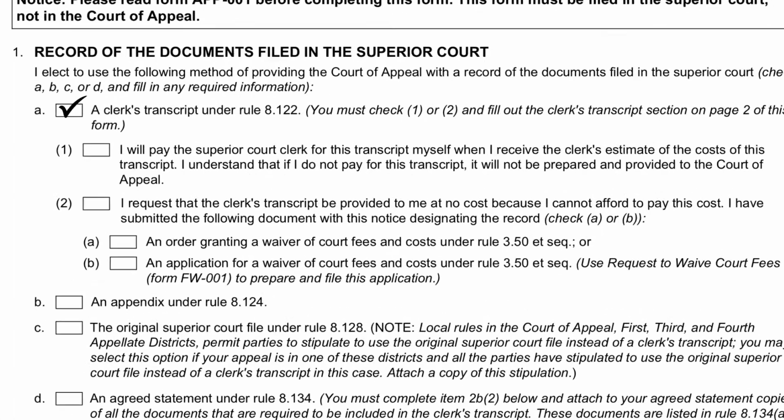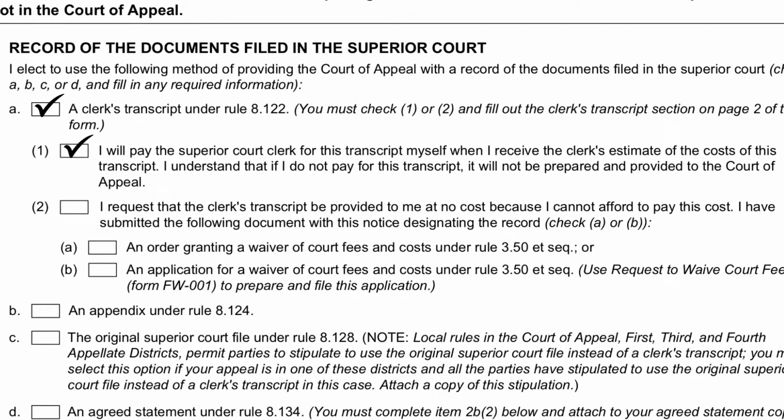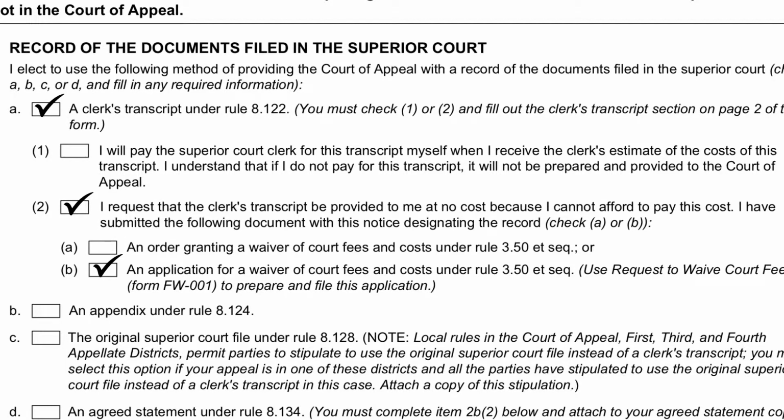When you decide how you want the record of trial court documents prepared, check box A, B, or C. If you check A, don't forget to check box 1 below it if you can pay for the clerk's transcript, or box 2 if you cannot pay. If you check box 2, then you must check one of the boxes below it. Pick A if you already have an order excusing you from paying court fees, or B if you need to get one. If you have a fee waiver from the trial court, you can use it to avoid paying a fee for the documents in your record.